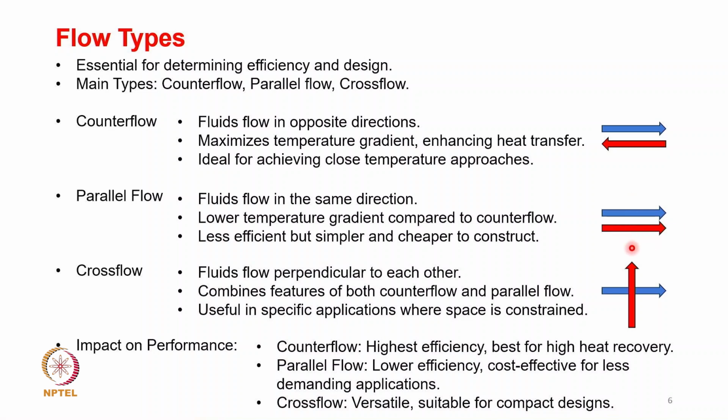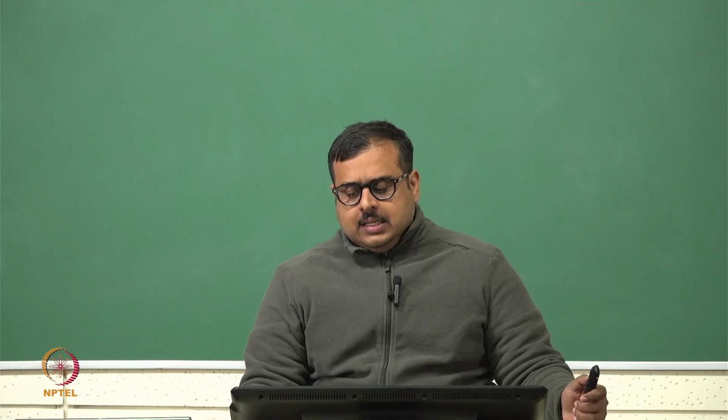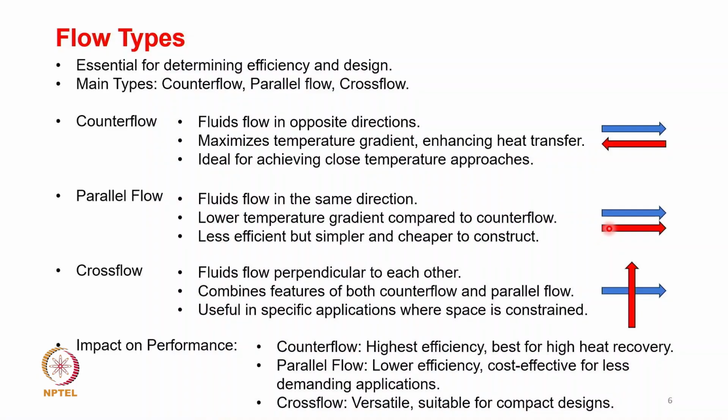Now the next type of flow is parallel flow, also known as co-current flow. Here you can see that both fluids, the red stream and the blue stream, are in the same direction. Compared to counter flow, the temperature gradient that you can achieve in parallel flow is much lesser, and as a result the operation of parallel flow is less efficient. The advantage, however, is its simplicity and inexpensiveness to construct.